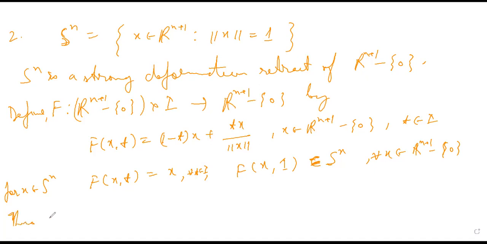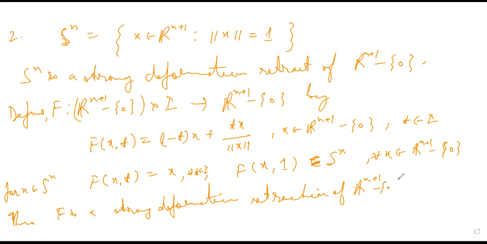Thus F is a strong deformation retraction of Rn plus 1 minus 0 to Sn. So we stop here. In the next classes, we'll be discussing some more examples.